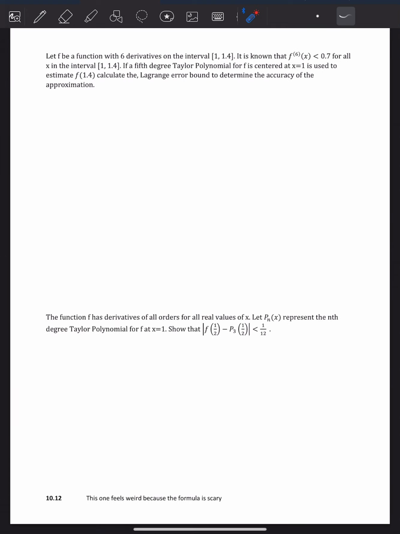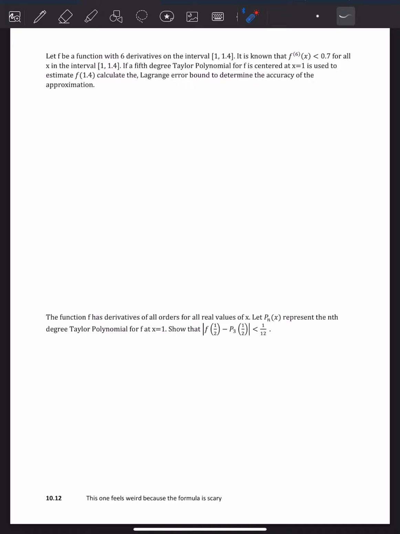So let f be a function with 6 derivatives on the interval of 1 to 1.4. It is known that the absolute value of the sixth derivative of f of x is less than or equal to 0.7 for all x on the interval of 1 to 1.4. If a fifth degree Taylor polynomial for f centered at x equals 1 is used to estimate f of 1.4, calculate the Lagrange error bound to determine the accuracy of this approximation.